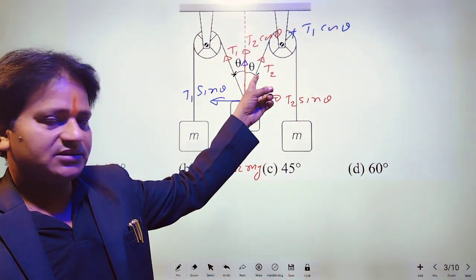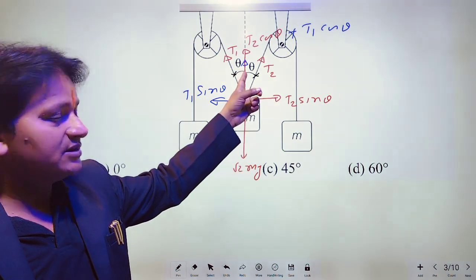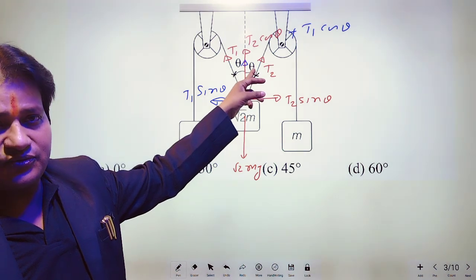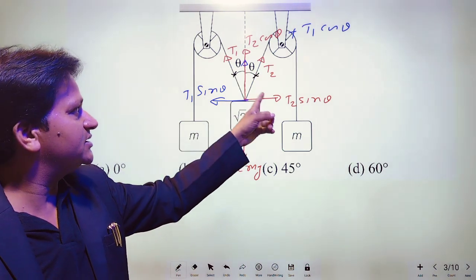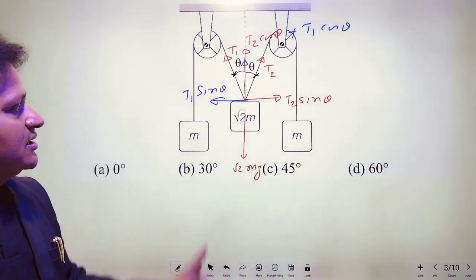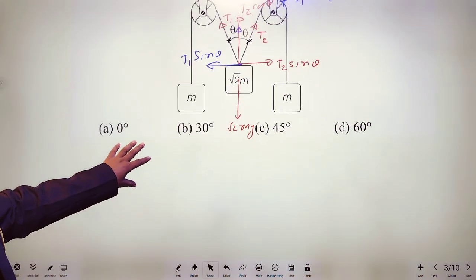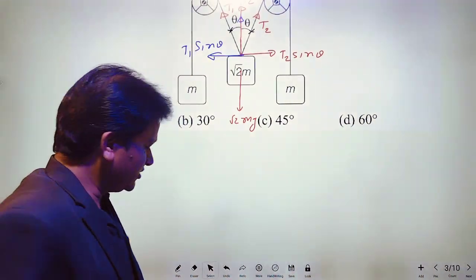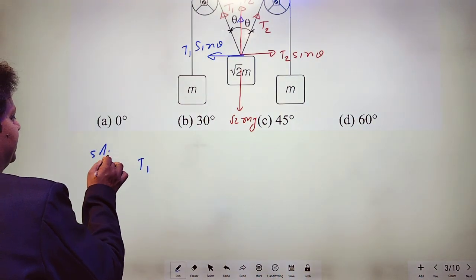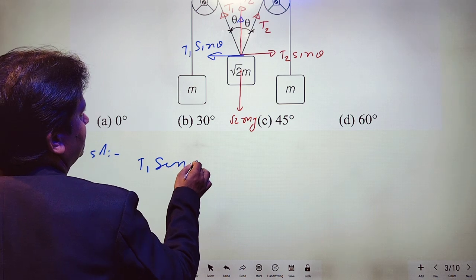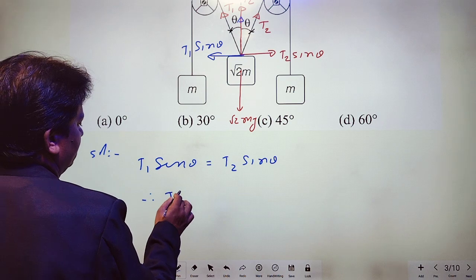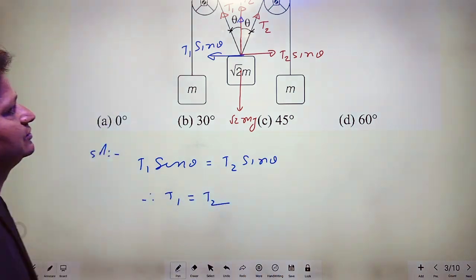This force is resolved in two parts. Therefore, this force has two parts, this and this. Since the net external force acting on the system is 0, T1 sin theta should be equal to T2 sin theta. Therefore, T1 is equal to T2.